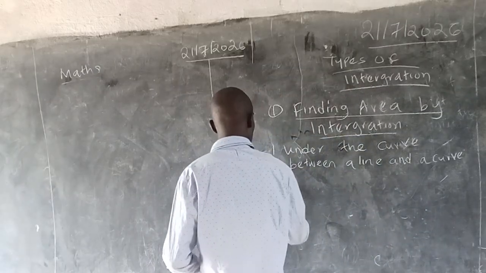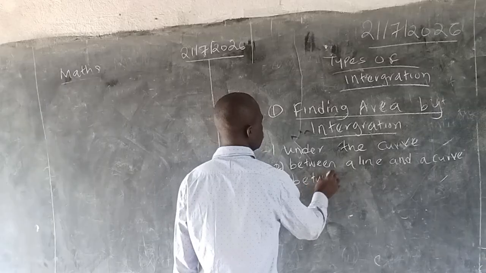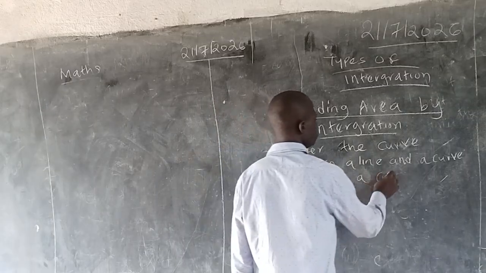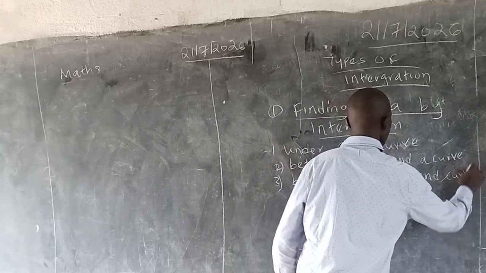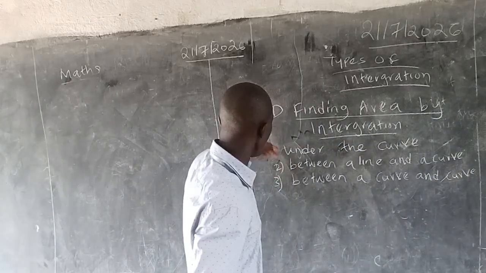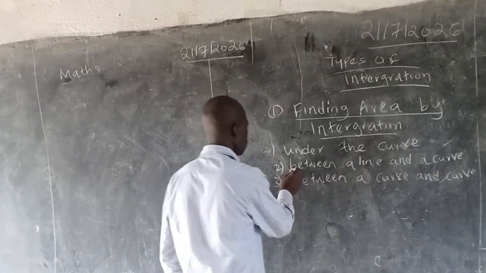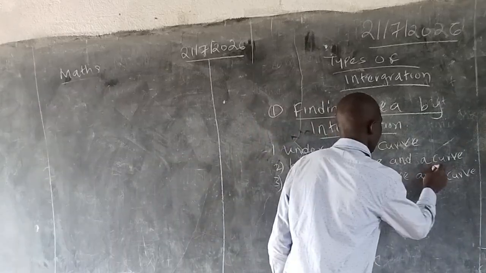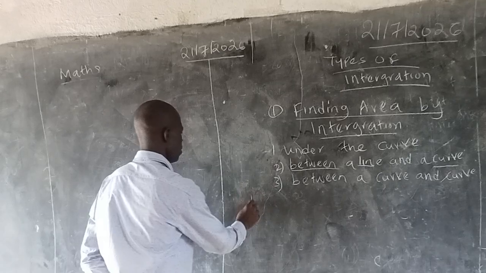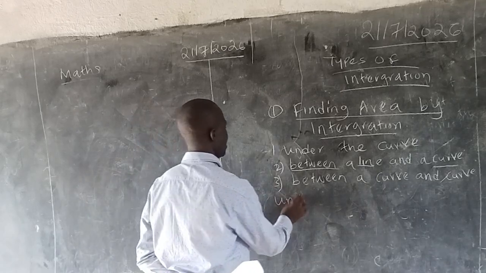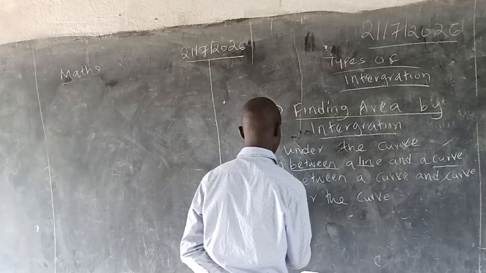Number three, we can find area between a curve and a curve. So we can use integration to find area by these three ways. In an example, you can bring a question attaching a line and a curve for you to find area by integration. Now students, let us begin by looking at area under the curve by integration.